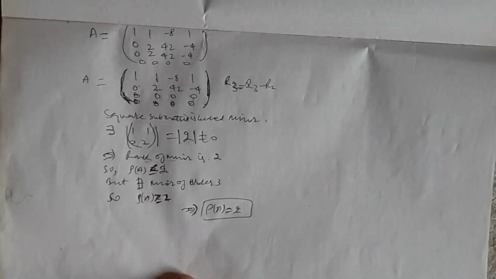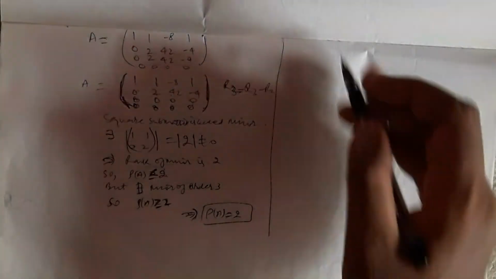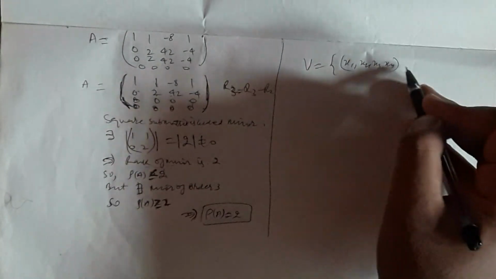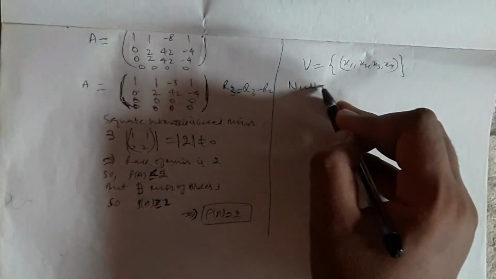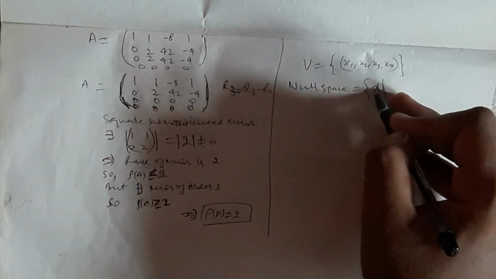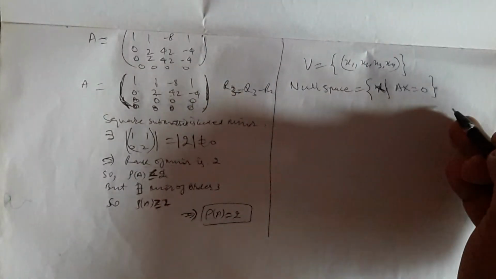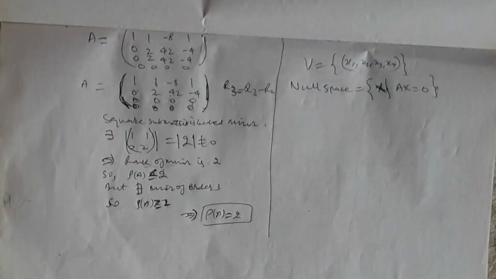Now I have to find the dimension of the subspace which is given. Please remember the null space. What does the definition of null space say? All those vectors whose multiplication with the matrix gives the zero matrix are called the null space. The same definition is given here for the subspace, so the subspace is nothing but the null space.